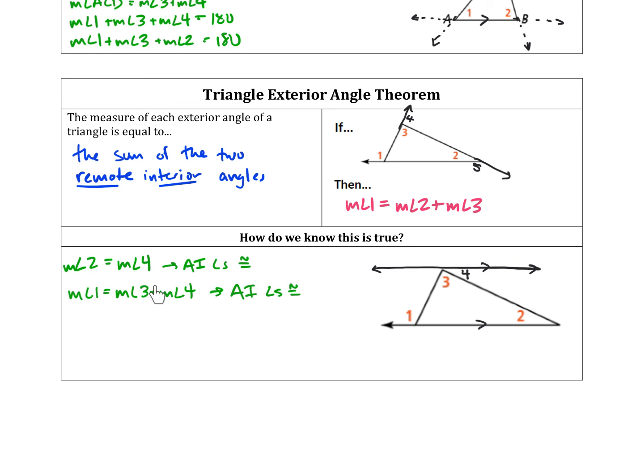But then right up here I said angle 4 is interchangeable with angle 2. They're equal. So I can say that the measure of angle 1 would equal the measure of angle 3 plus the measure of angle 2. And now I've just proven this theorem up here, that this exterior angle would always be equal to this angle plus this angle added together.